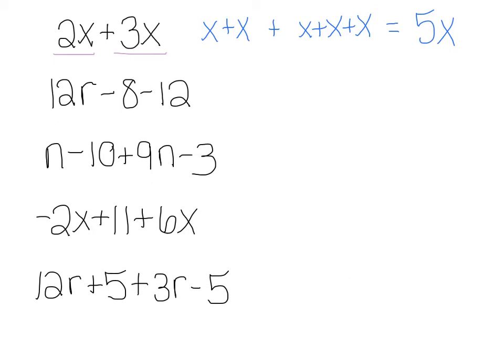So the next problem, we're going to identify our like terms. We have 12r, and then we have negative 8, and those are not like terms. And we have negative 12. So negative 8 and negative 12 are like terms. They can be combined together, but there's nothing we can do about the 12r. So the 12r is going to stay, and then we're going to combine negative 8 minus 12, and negative 8 minus 12 is negative 20. So this expression simplifies to 12r minus 20.